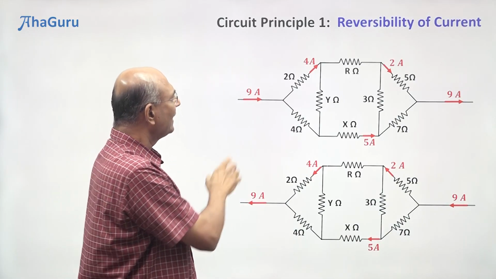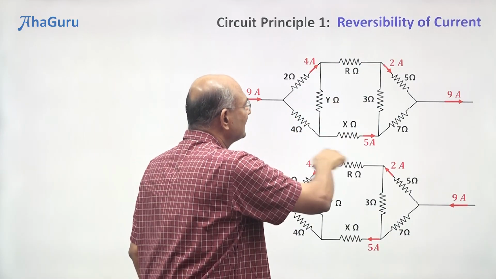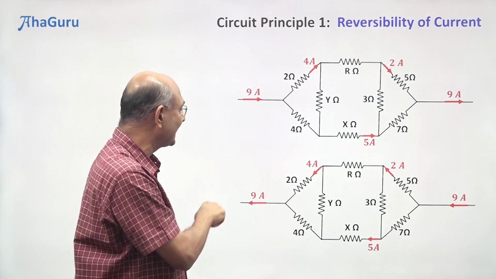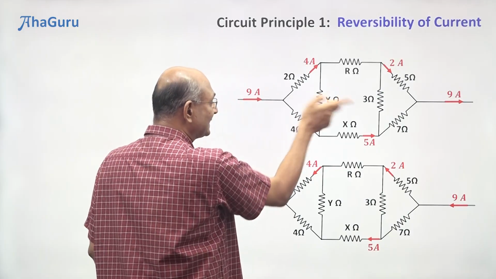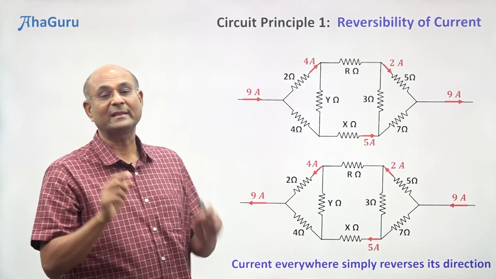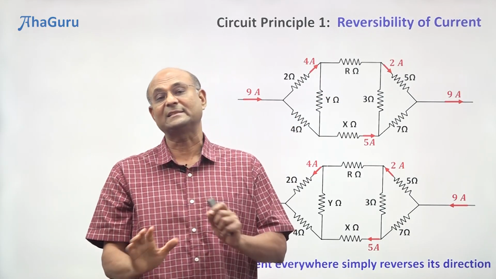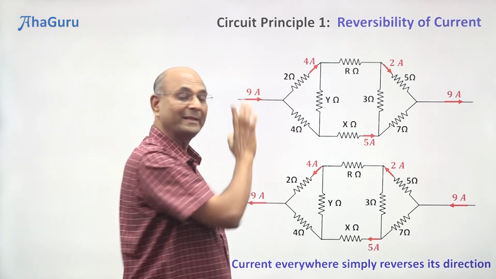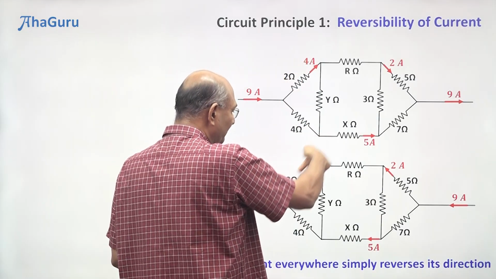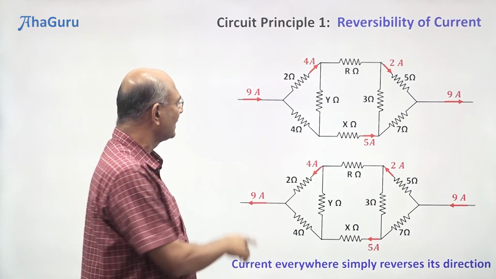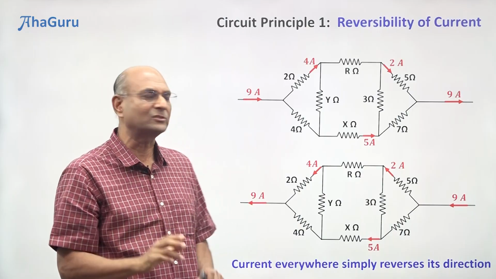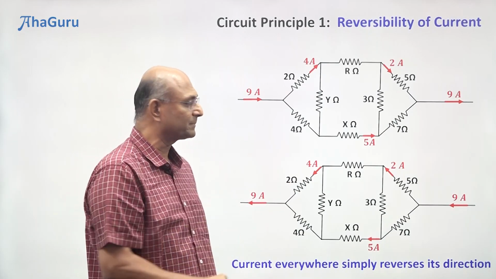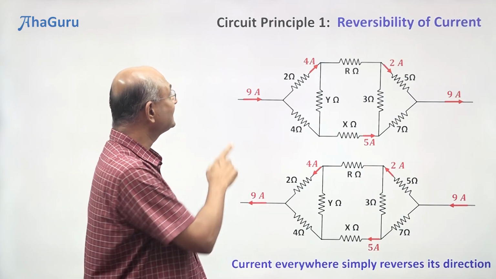So what is happening? Every current in this circuit will simply reverse its direction. Same magnitude, reverse direction. Entry and exit, we reverse the direction of the current. So everywhere the current simply reverses its direction. The magnitude of the current in that branch will remain the same. 4 amperes like that will become 4 amperes like this. The direction reverses because entry and exit, the direction is reversed. That's all. So this is called the reversibility of current principle. Very important principle. Let us now look at the second principle.